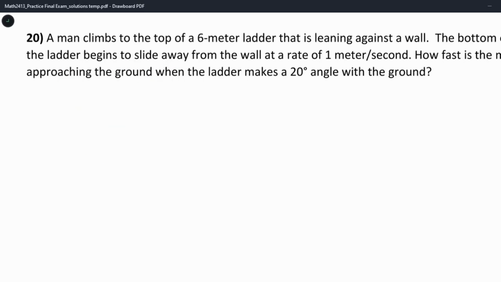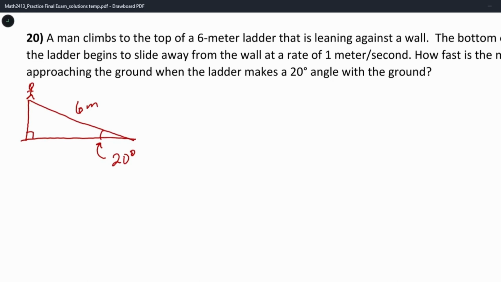Next, number 20. A man climbs to the top of a 6-meter ladder that is leaning against a wall. The bottom of the ladder begins to slide away from the wall at a rate of 1 meter per second. How fast is the man approaching the ground when the ladder makes a 20-degree angle with the ground? So let's sketch a picture of this end result and see what's going on.